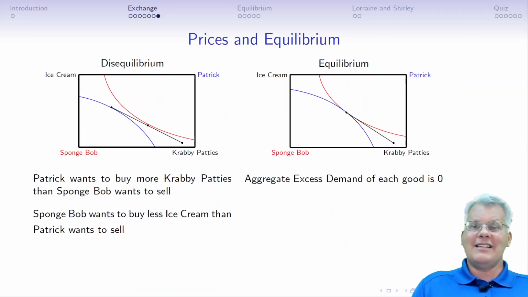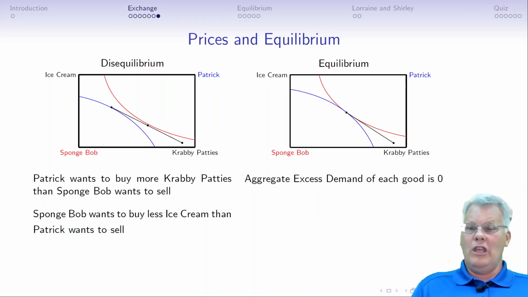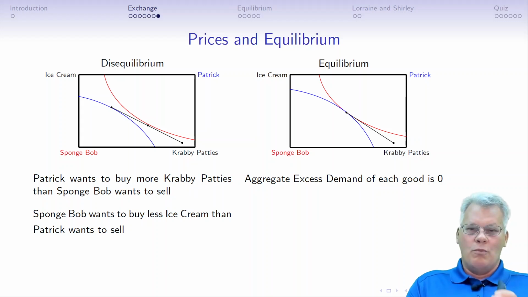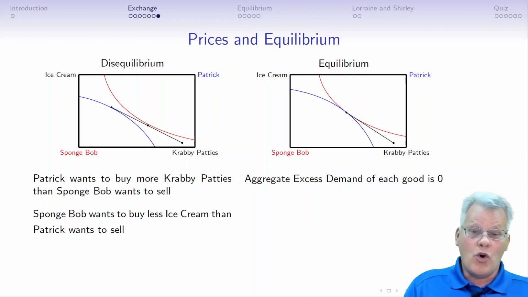Okay? So in this next slide, we consider what equilibrium prices would look like and disequilibrium prices. So in disequilibrium on the left, you'll notice that Patrick wants to buy more Krabby Patties than SpongeBob is willing to sell, right? So from these two points, you imagine dashed lines that went down to the horizontal axis. Moving from the endowment point over to the first one, that would be the quantity of Krabby Patties that SpongeBob is willing to sell. Patrick wants to buy a lot more Krabby Patties than SpongeBob is willing to sell. So what we have then is a shortage of Krabby Patties.